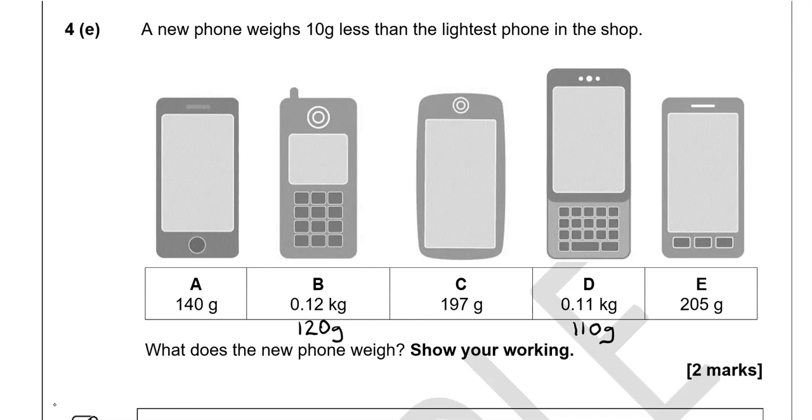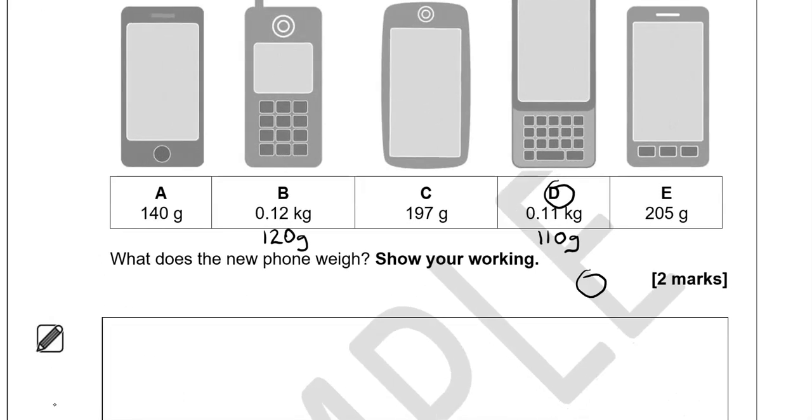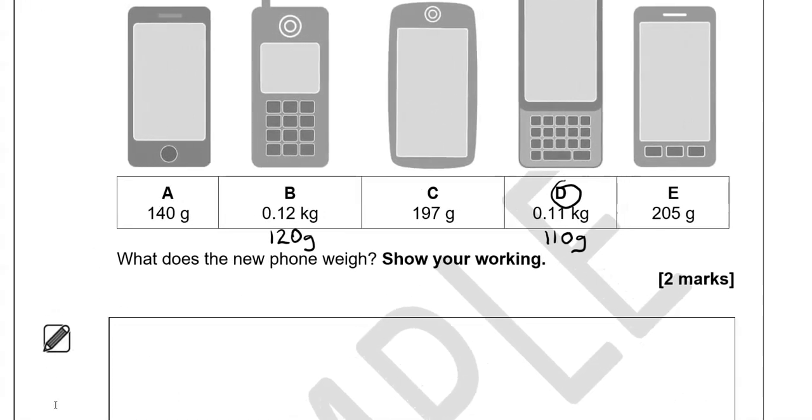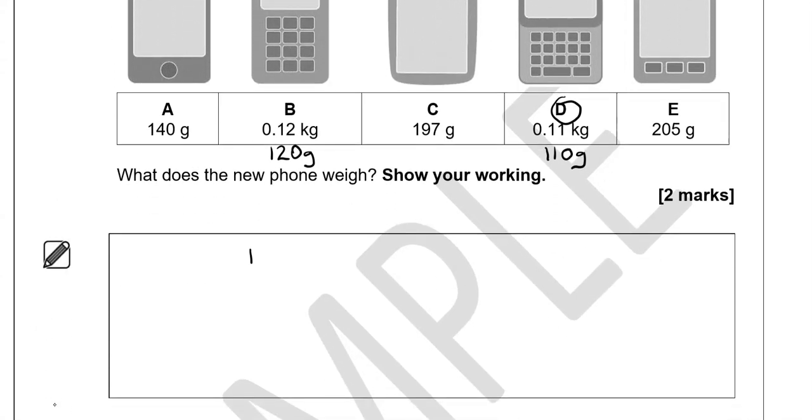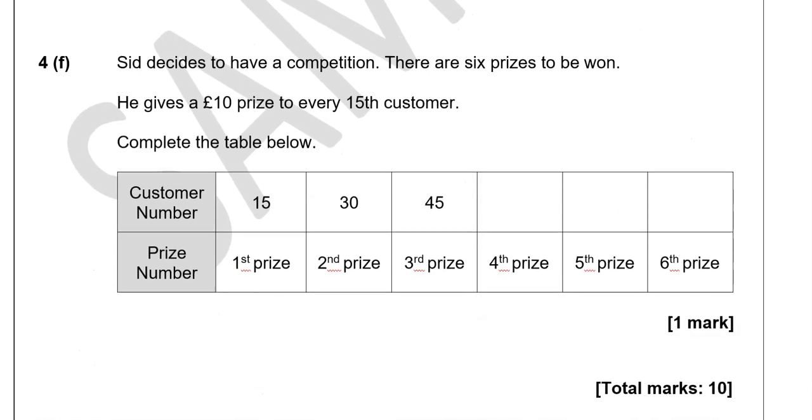So which number is the smallest of them all? That is 110 grams, which is option D, and we're looking at 10 gram less. So 110 take away 10, that gives us 100 grams, and that's the weight of the new phone.